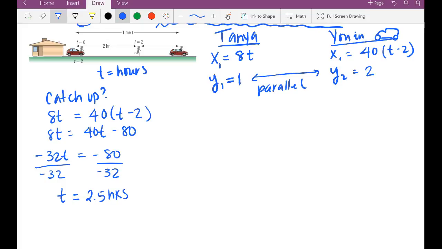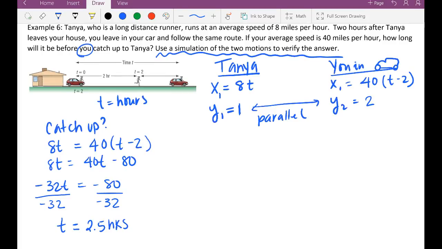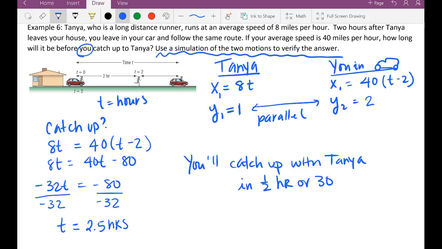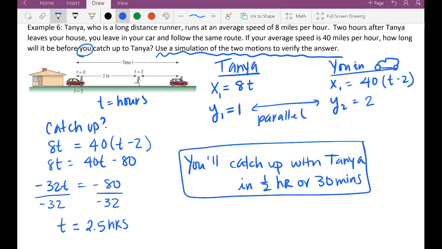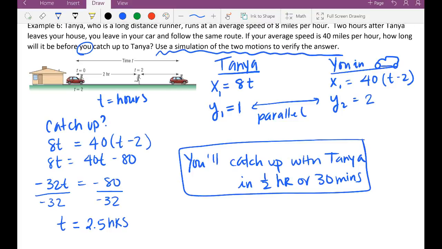Well, that's what t is. And t means the time for Tanya. But it wants to know, when will you catch up? Remember, you left 2 hours later. So you will catch up with Tanya in half an hour or 30 minutes. It doesn't really matter what unit you give for the time, as long as they are equivalent. Okay, this is the end of our 10.7. I will see you next time and study for your test.